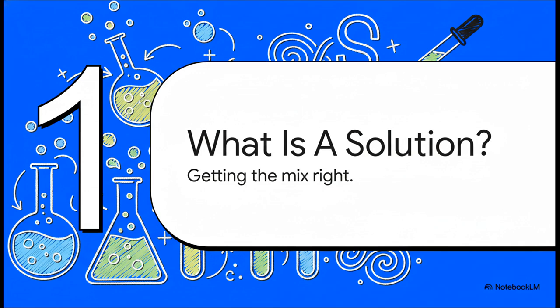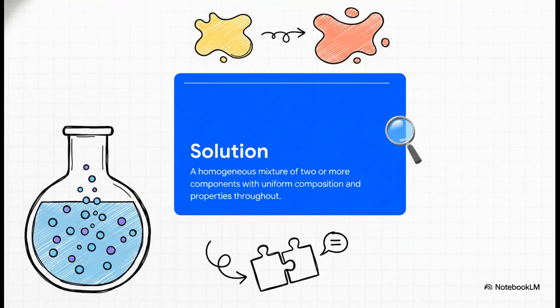Okay, first things first. Before we get to the cool stuff, we've got to get the basics down. So what is a solution really? Let's make sure we're getting the mix right. A solution isn't just any old jumble of stuff. In chemistry, it's called a homogeneous mixture. And that word homogeneous is key. Homo means same. It means that once it's all mixed up, you can't see the individual bits and pieces anymore. The whole thing is perfectly uniform, right down to the molecules.